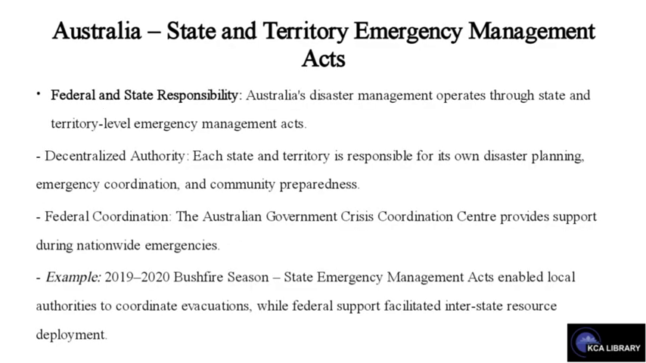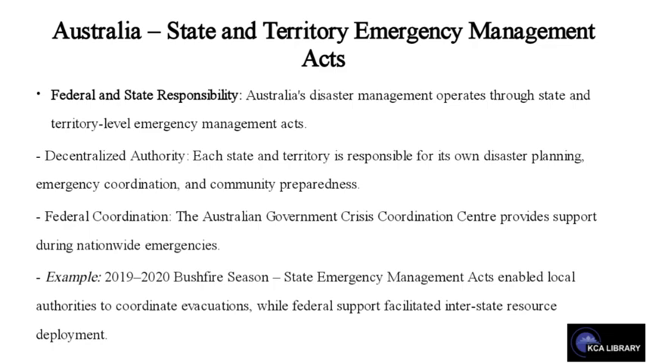We have the next, which is the Australia States and Territory Emergency Management Act. Now, this is handled by both the federal government and the states. This is Australia Disaster Management, and they operate through the state and territory level, like I said. Now, what are the key features?